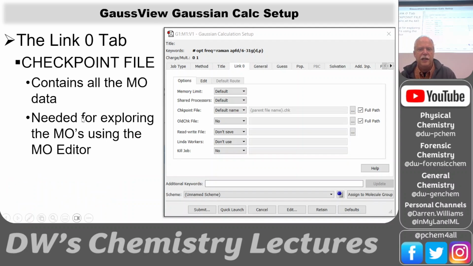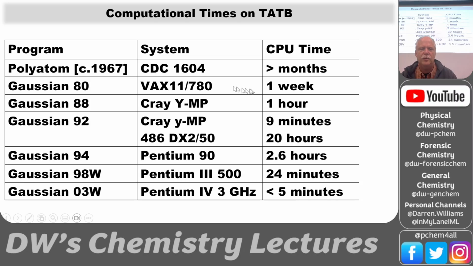And then we have this Link 0 tab. Now you don't really have to do anything with this tab, but this is where your checkpoint file name goes. And now they've made it so nice that it takes the parent file name and puts .chk on it. You used to have to fiddle with that, now you don't. So Gaussian's improved. Let's talk about computational time.